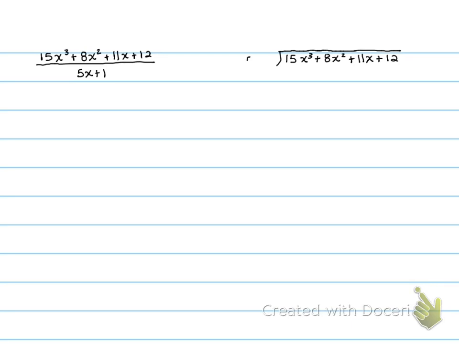And we're dividing by 5x plus 1. So again, we look at the first terms. So 3x squared, right? You can look at the coefficients and then the variable factors separately. To get 15, I would have to multiply 5 by 3. And to get x to the third, I would have to multiply x by x squared. So we have 3x squared.